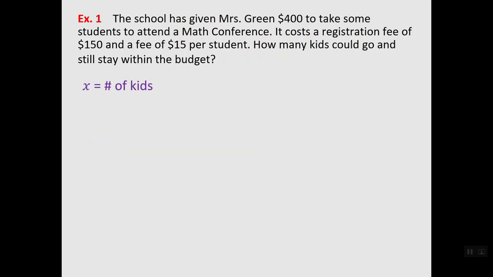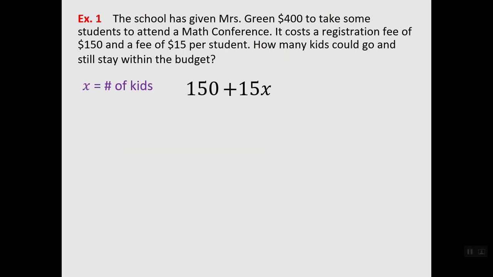The first thing I think about is how much it's going to cost, and we start off with $150 as the registration fee. That's like a flat fee. Then we need to pay $15 times every student who comes, so that's 15 times however many students there are. Now, that expression is the computation for how much we can spend, 150 plus 15 some number of times.